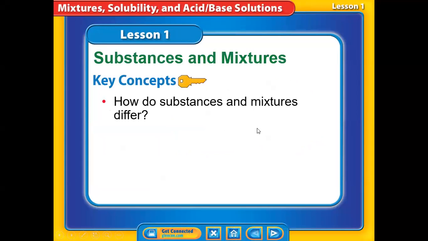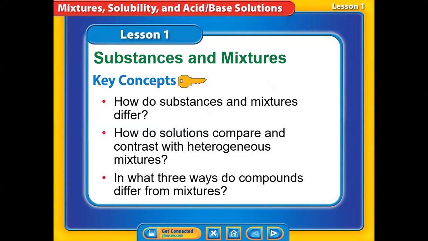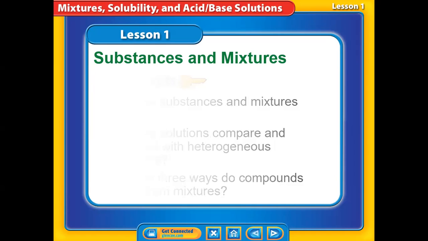By the end of this lesson, we should be able to know how substances and mixtures differ. Then, how do solutions compare and contrast with heterogeneous mixtures? And finally, in what three ways do compounds differ from mixtures?